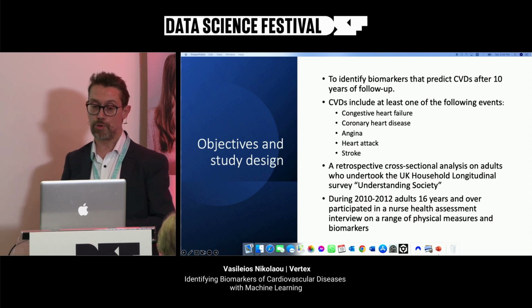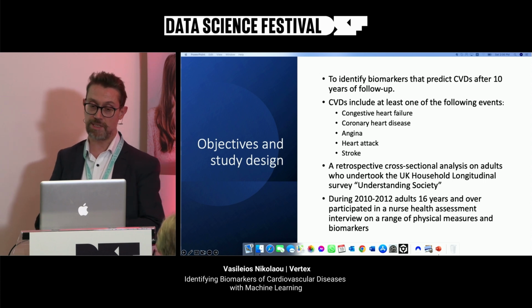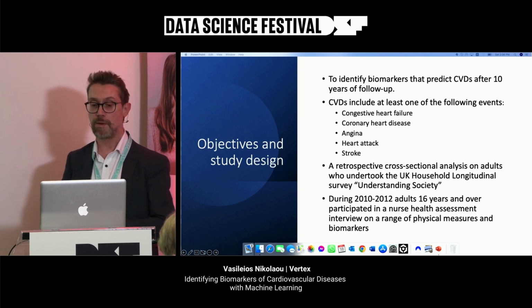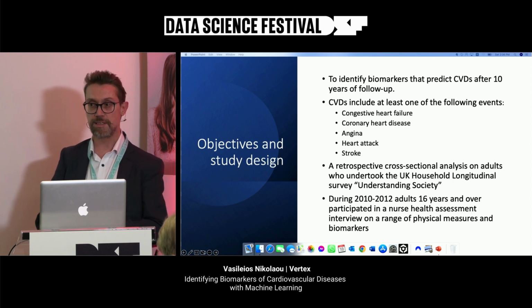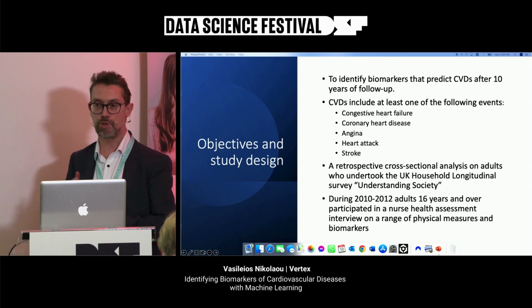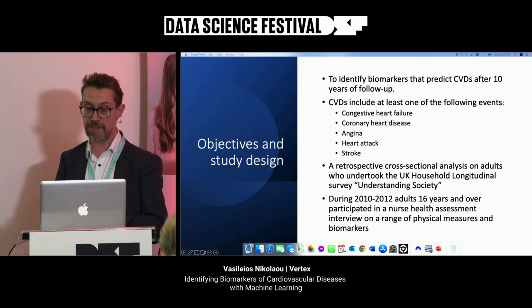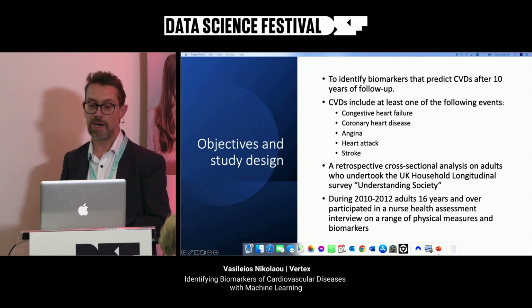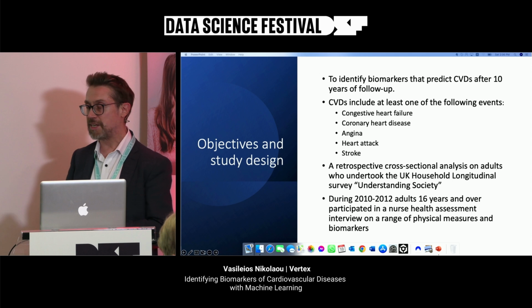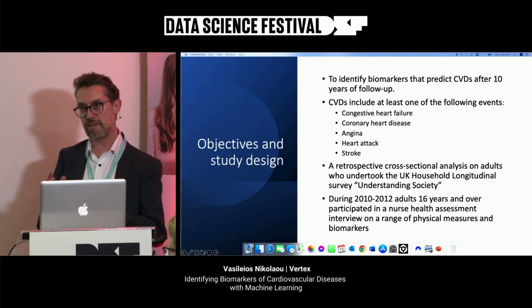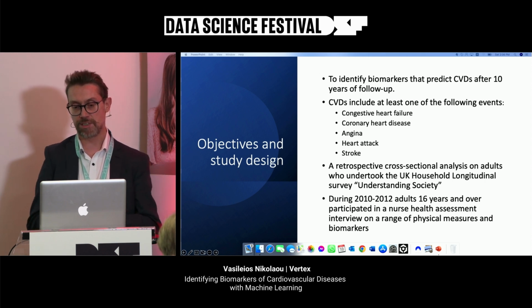Another difference in this study compared to the existing ones is that the definition of cardiovascular diseases is more broad, while other studies have used only congestive heart failure or coronary heart disease to predict. The participants in this survey have reported having any of these events, like congestive heart failure or angina, heart attack, or stroke. So it is a more broad definition of CVDs, which means that you can explain more types of cardiovascular disease, not just one.